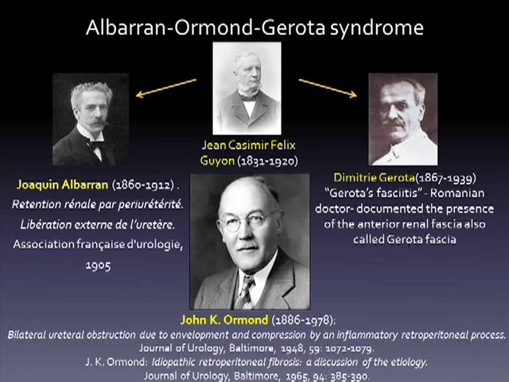So retroperitoneal fibrosis has many names in the literature. It's also called Albarran-Ormond-Gerota syndrome. The first one who actually described the patient was Joaquin Albarran in 1905, and he wrote a paper. He presented to the French Association of Urology a paper where he talked about renal retention by periuretritis, and the therapy that they used was to release the ureter.